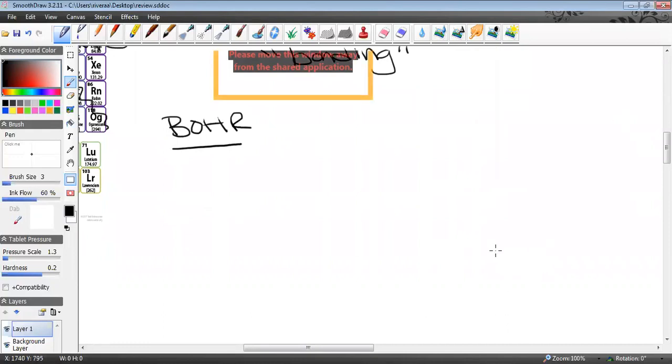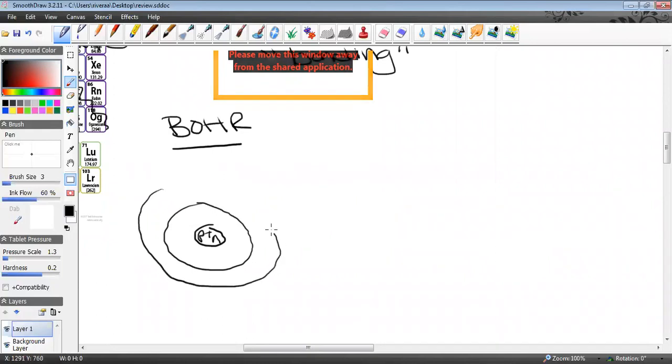So if you still think that the atom looks like this, here's your nucleus with protons and neutrons, and you're like, all right, well, the electrons are outside the nucleus. That's true, they are outside the nucleus. Bohr didn't know all the details.